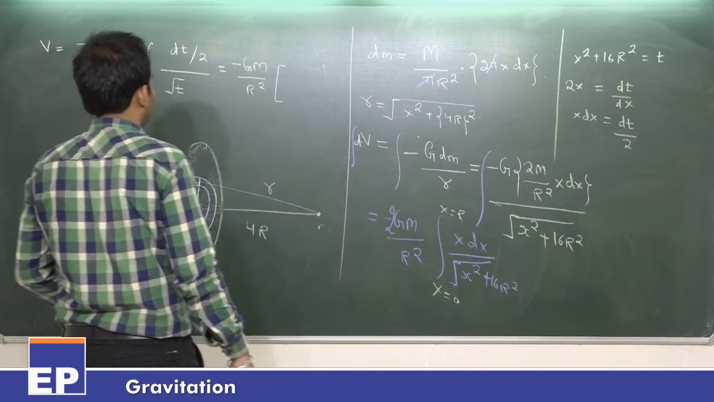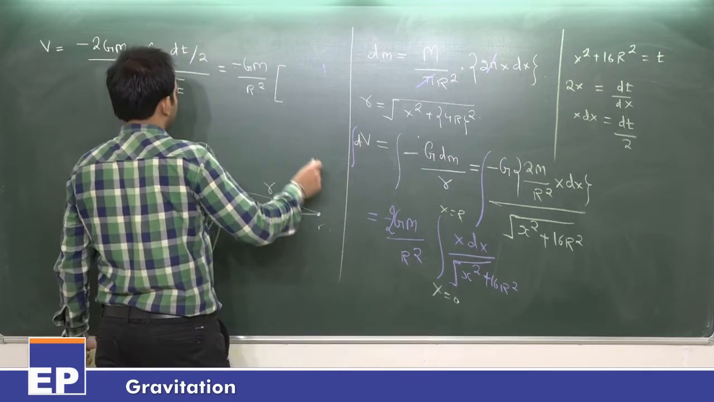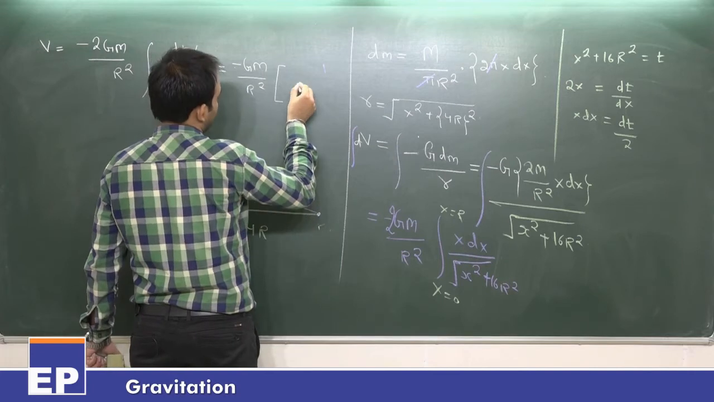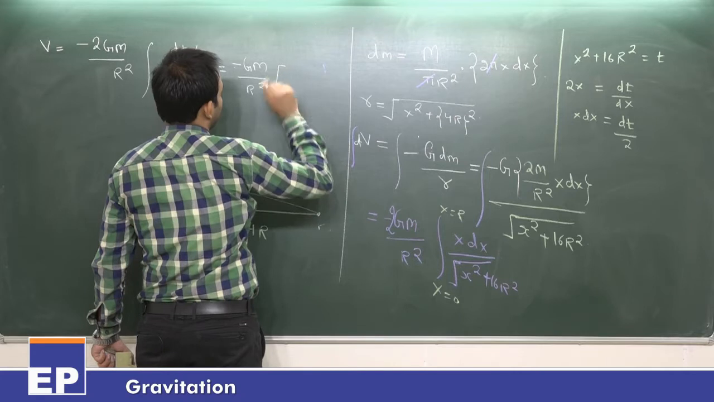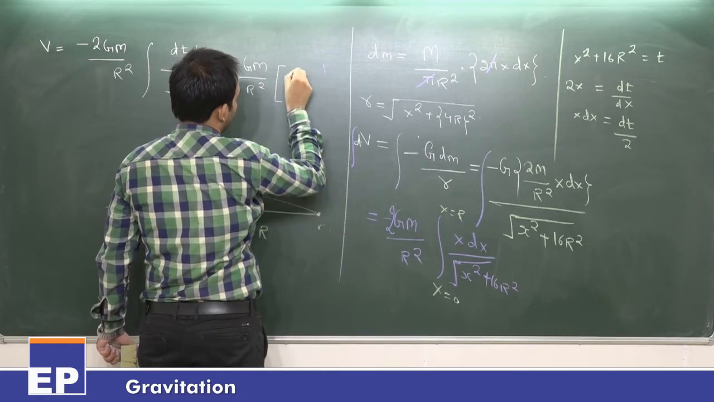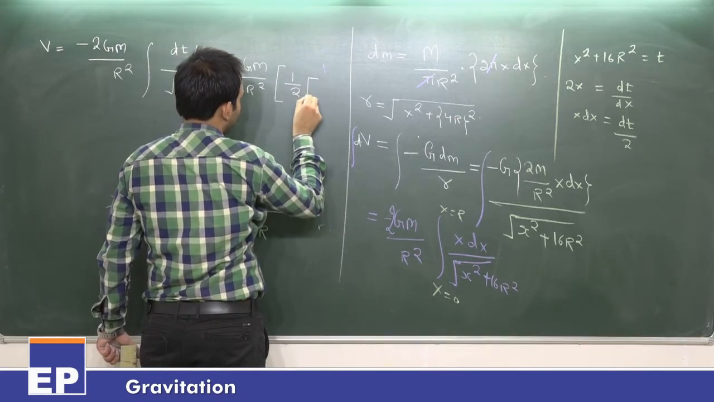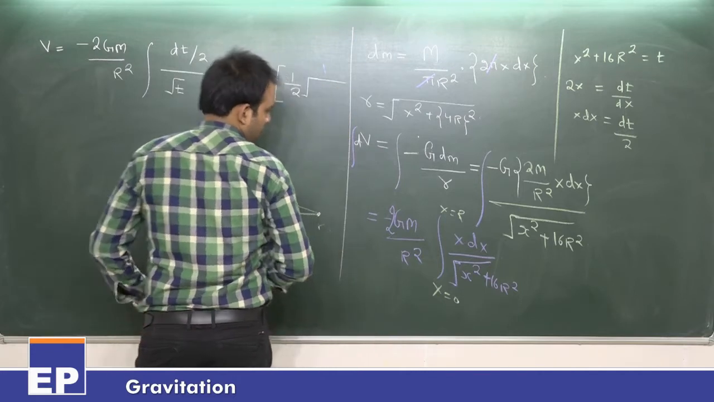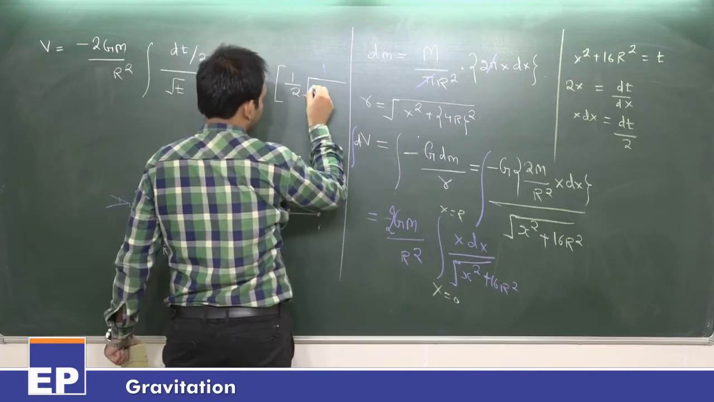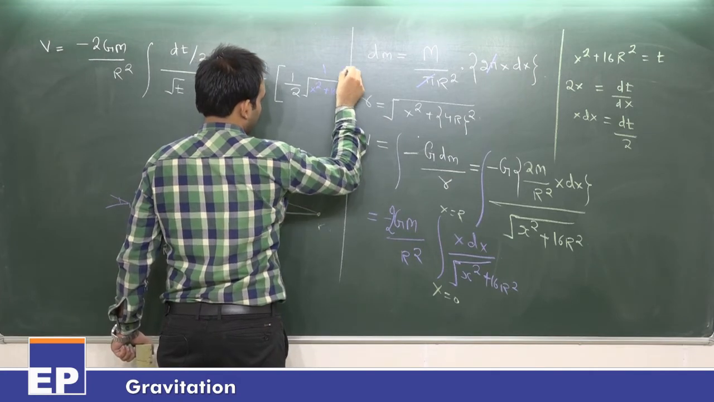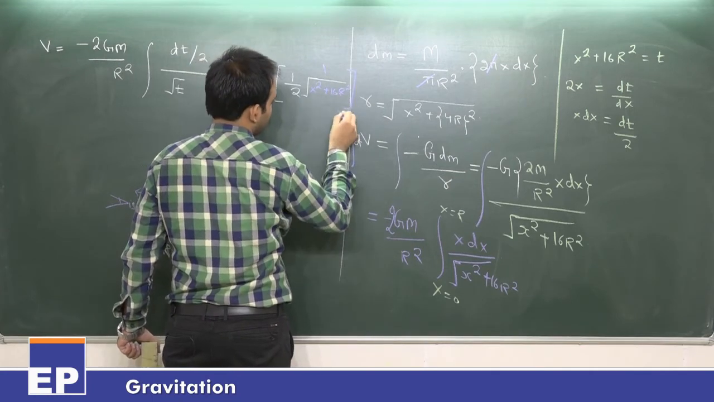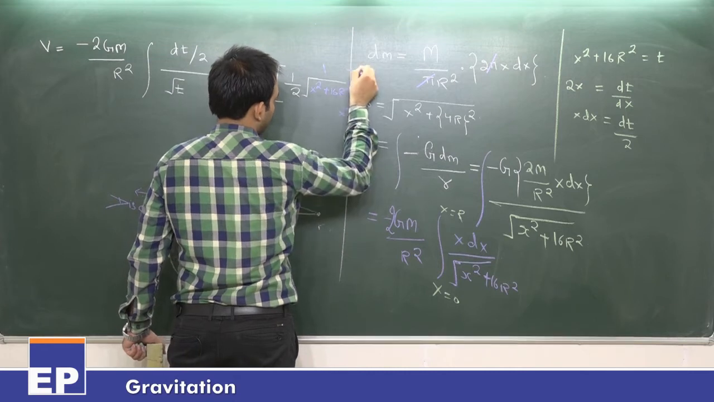That is t raised to power 1 by 2 plus 1 divided by 1 by 2 plus 1, that is t raised to power 3 by 2 divided by 3 by 2. Minus, 1 by 2 plus 1, that is t raised to power 1 by 2 divided by 1 by 2, so 1 by 2 into root t. And what is t? x square plus 16r square, where x is varying from 0 to capital R.